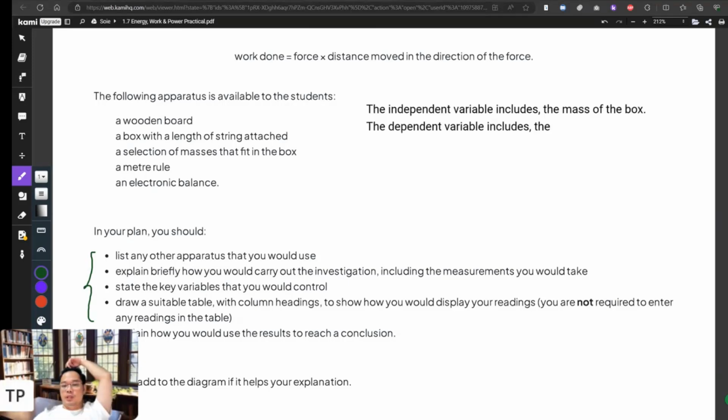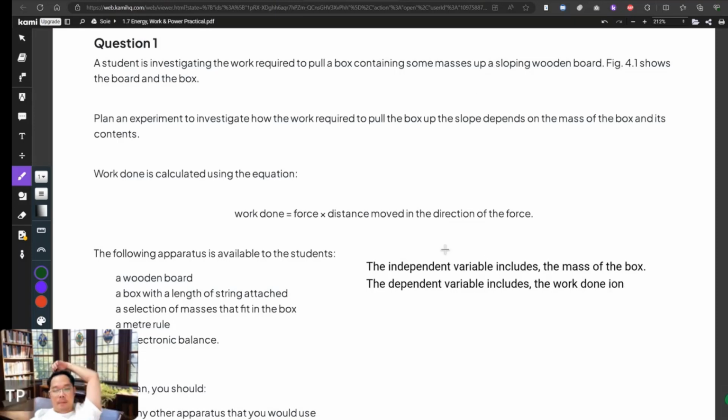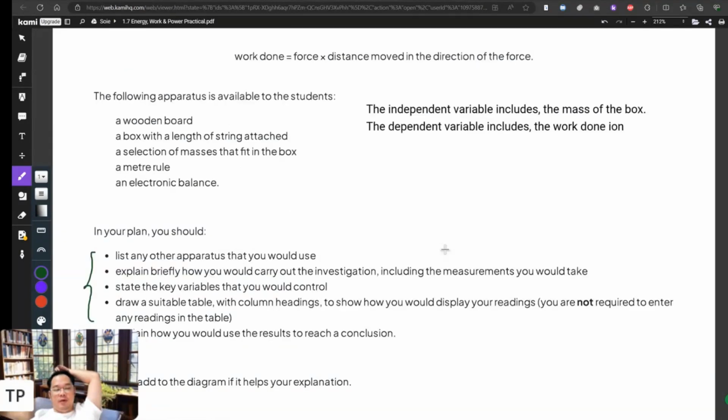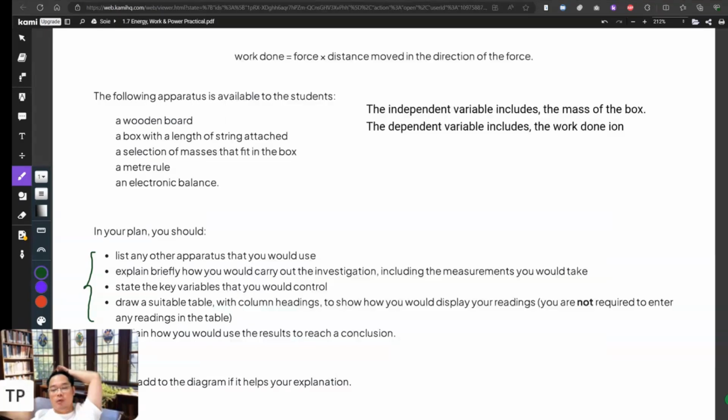Independent variables include the mass of the box. Independent and dependent: pull a box containing some masses up the slope. We are investigating the dependence of the work on the mass. So the independent variable is the mass, correct? The dependent variable is the work. Yes. Explain briefly how you could carry out an investigation, including the measurements you would take.